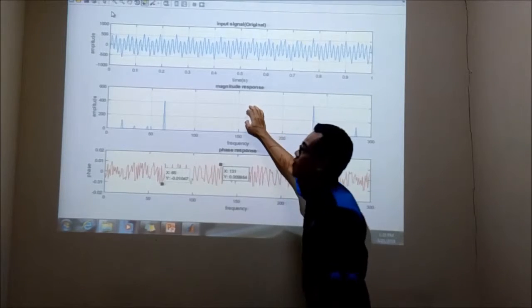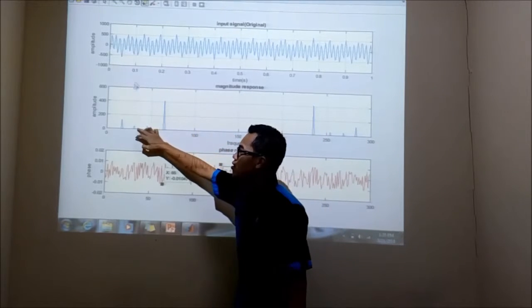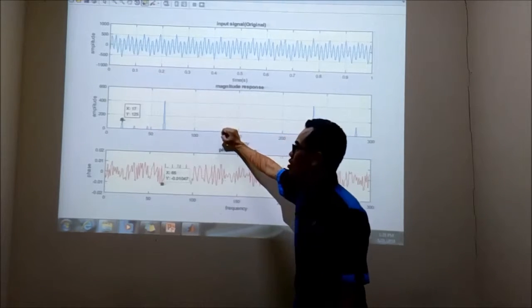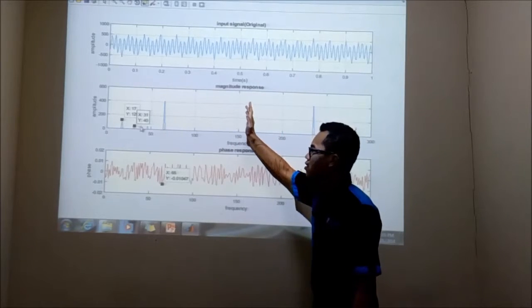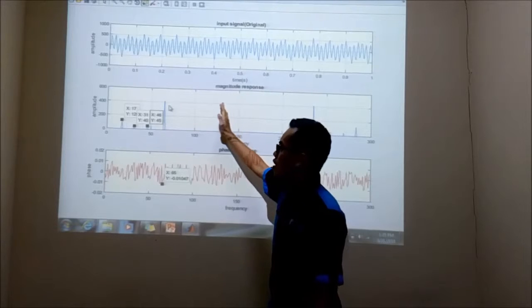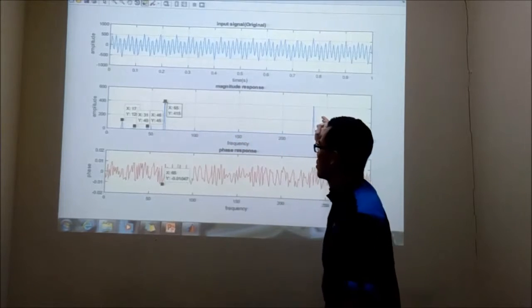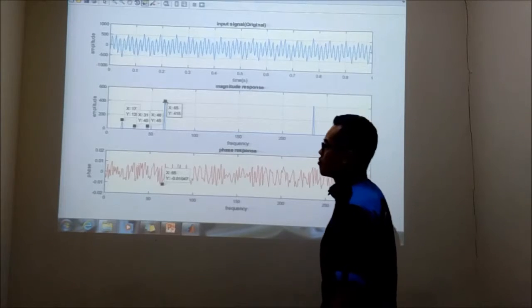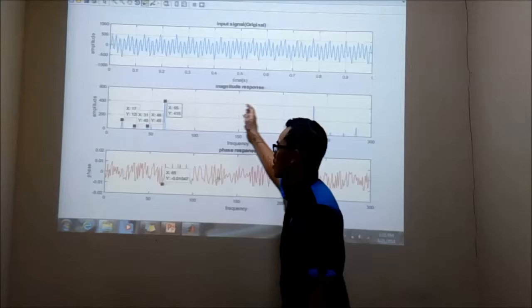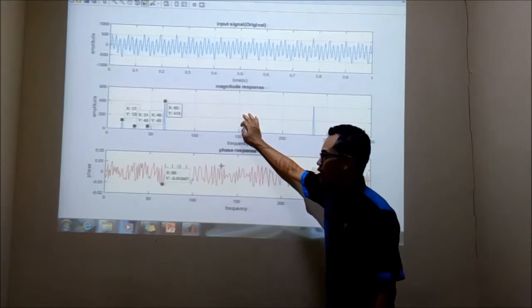First, we must tag the magnitude at each point. The magnitude shows 150 because it is a mirror. The total frequency is 300, but the result shows half of the 300, which is 150.